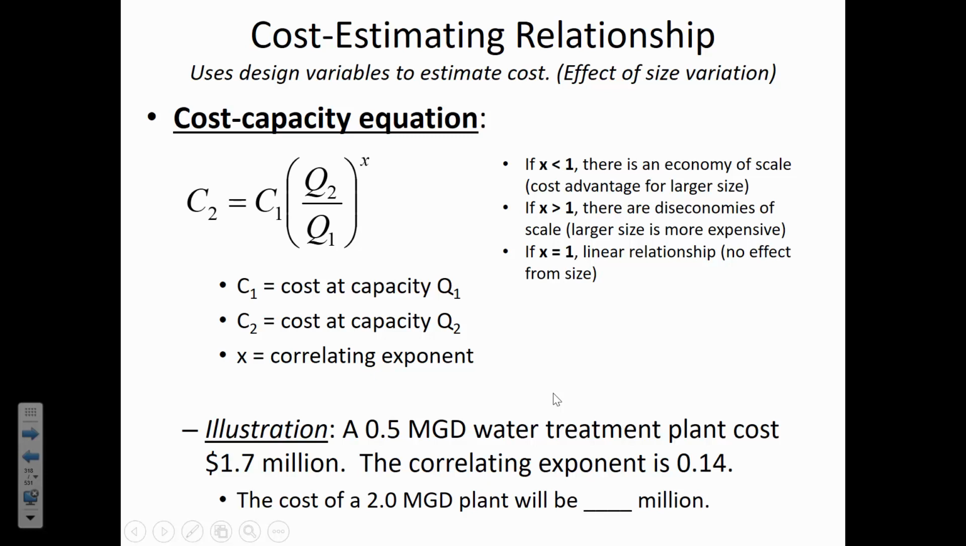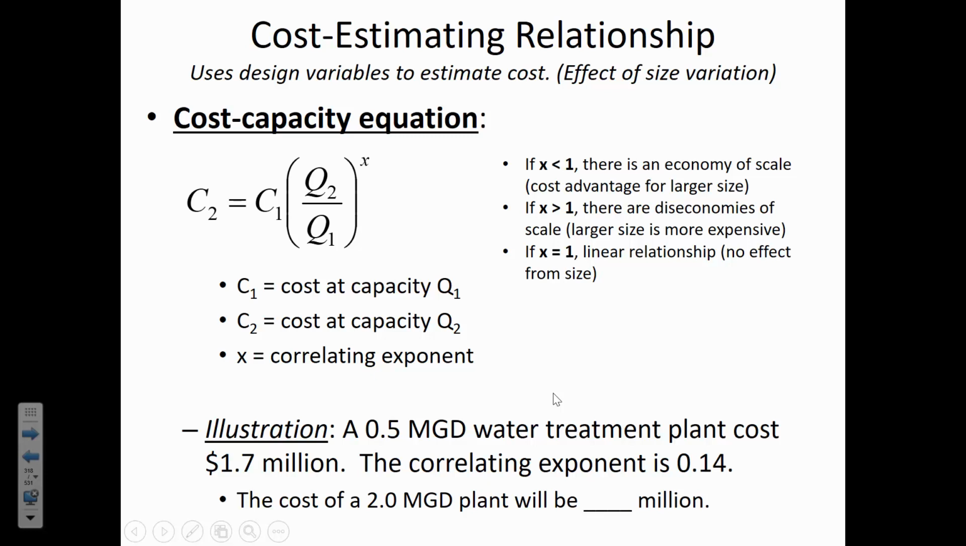And I had meant to find out what is just the effect of that ratio. So 4 to the power of 0.14, let's see here. Our ratio of size is 4, and then take it to the 0.14 power, 1.214. So that means that you can build a treatment plant that's 4 times the size for only about 21% more money than the smaller one.